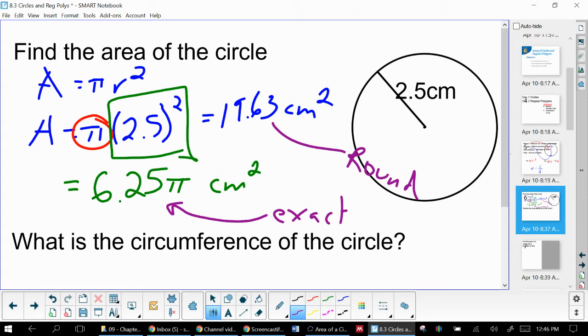And just like we were talking about when we were doing some of those Pythagorean theorem problems, we left those in terms of square roots, like 2 times the square root of 3 as an exact answer. This is an exact answer for the area, whereas this one we rounded.